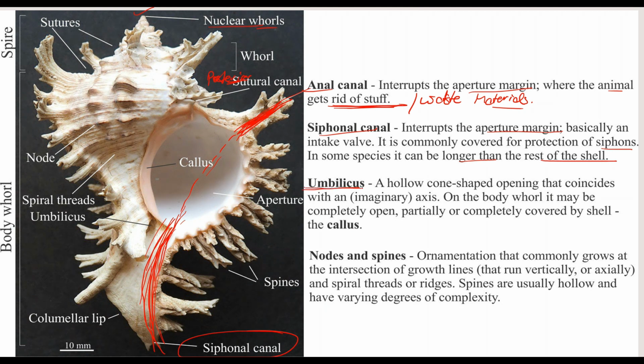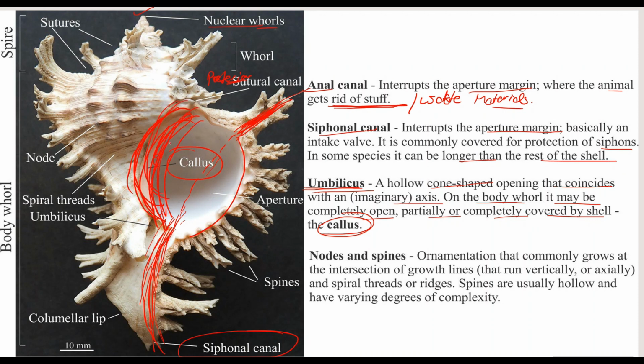Here the umbilicus we already discussed. This is the hollow cone-shaped opening that coincides with the imaginary axis. On the body whorl it may be completely open, or partially or completely covered by a shell deposit known as the callus. So here you can see this is the callus. Callus is a thickened deposit of the shell substance on the anterior part of the inner lip. See, this is the outer lip and the inner lip. You will always see the callus on the inner lip of the aperture.